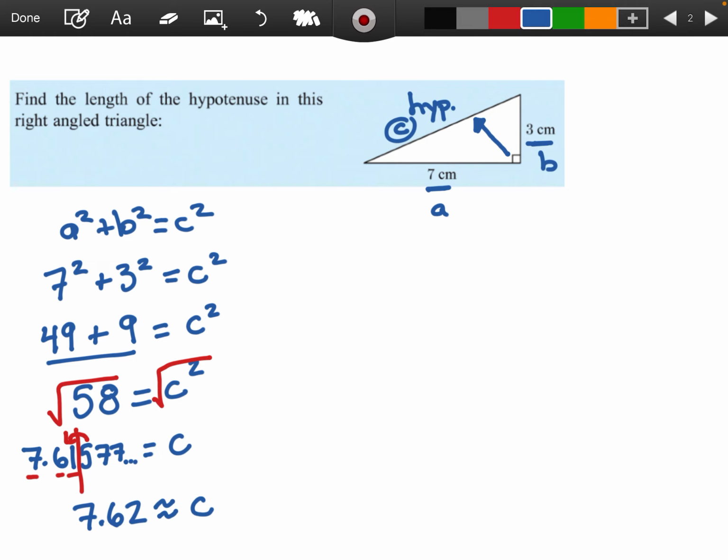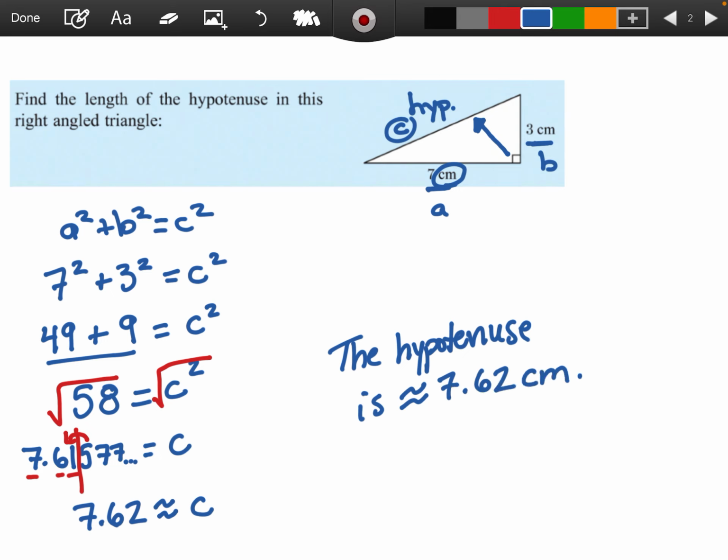I use the approximately equals because once I've rounded it, this is no longer an exact answer. This is now approximate. And then the final thing we want to do is look at our units. So our units are in centimeters. So we could say the hypotenuse is approximately equal to 7.62 centimeters. Okay, so that's the most basic traditional form of using Pythagoras' theorem, to solve for the piece that is on its own on the other side of the equal sign.